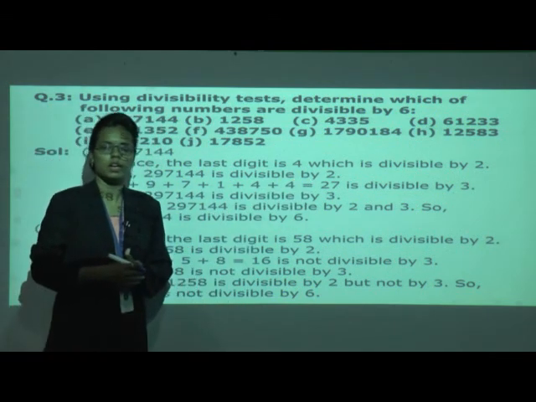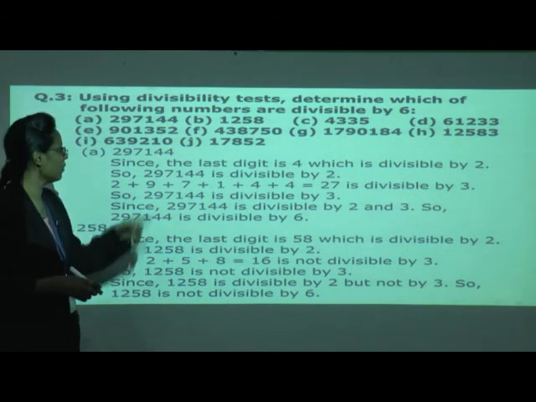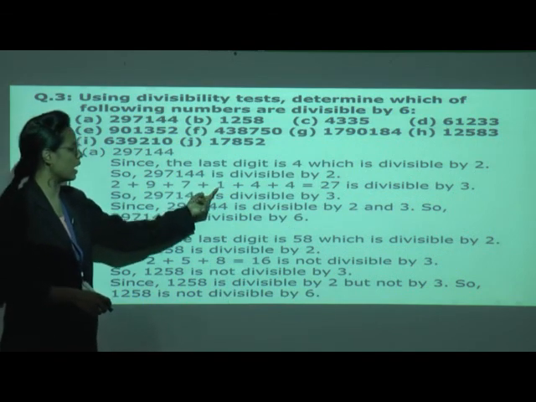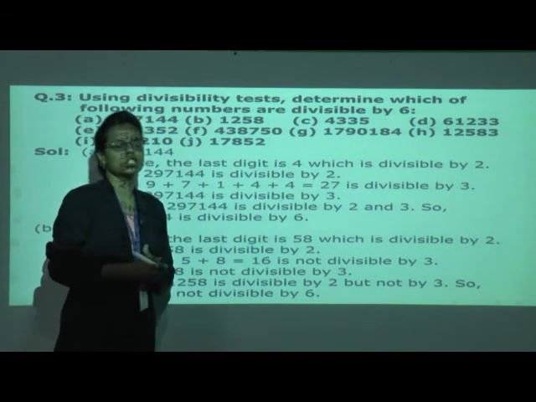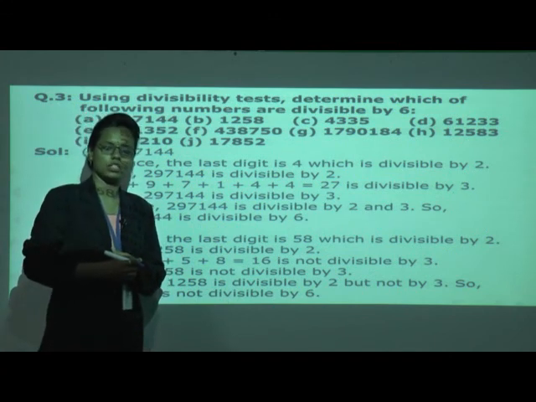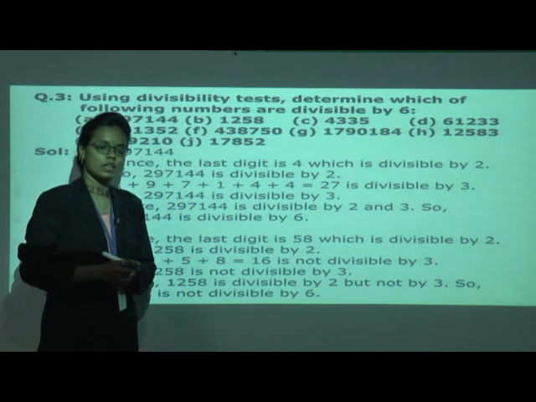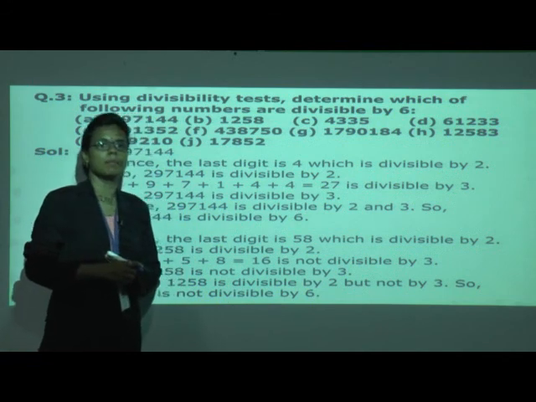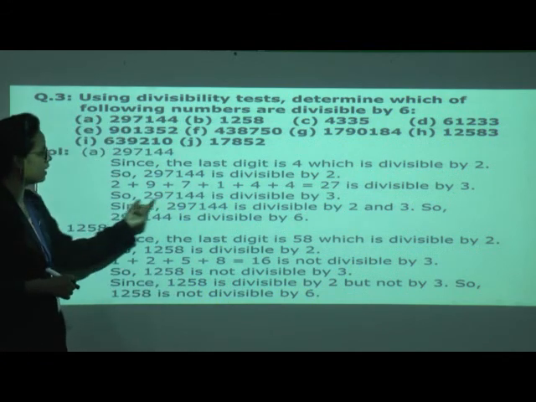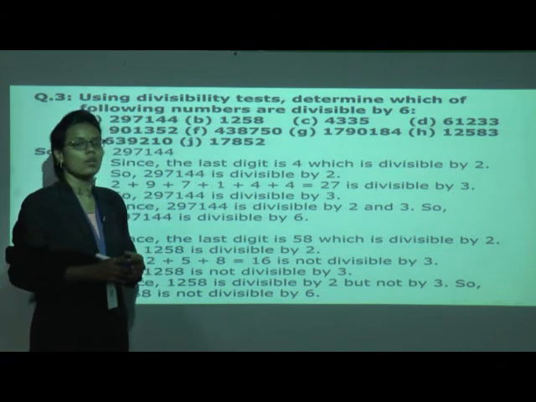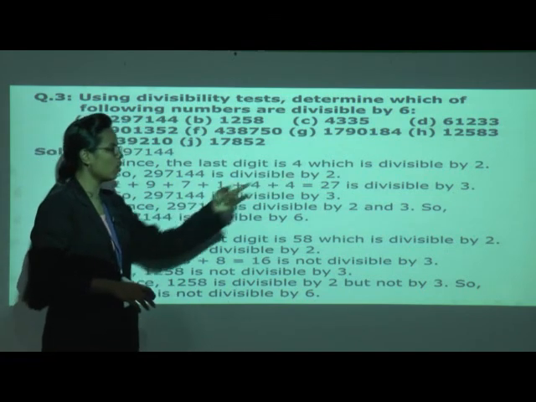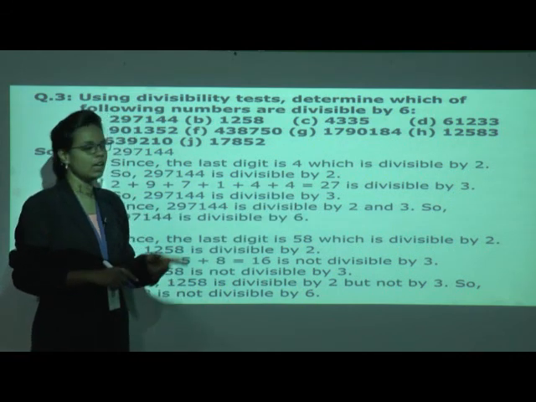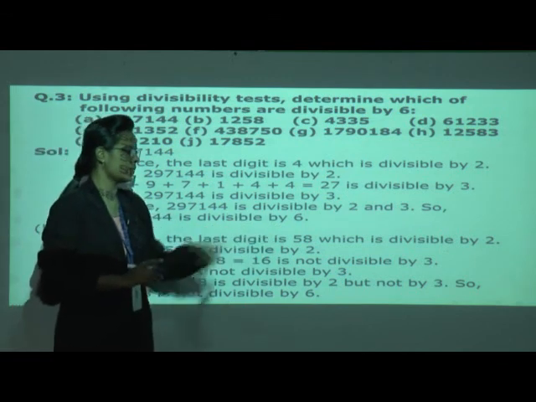Now let us check for 3. To find it for 3, we have to add: 2 plus 9 plus 7 plus 1 plus 4 plus 4. We got the sum 27. Now tell me, is 27 divisible by 3? Yes, 27 is divisible by 3, so the number is divisible by 3. Now the number is divisible by both 2 and 3, so the number is divisible by 6.